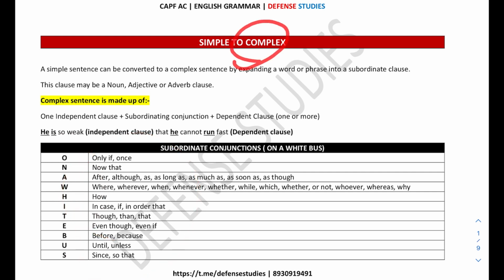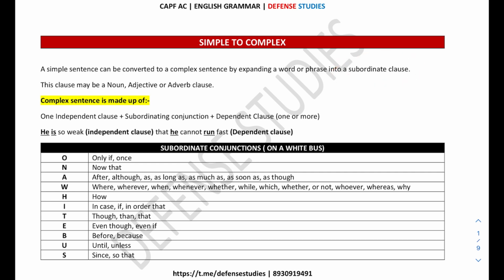These are subordinate conjunctions. Whenever you find these types of conjunctions in any sentence, that sentence is called a complex sentence. A simple sentence can be converted to a complex sentence by expanding a word or phrase into a subordinate clause. And what is a subordinate clause? That is a dependent idea. In a complex sentence, you will find two types of clauses. First is the independent clause, second is the dependent clause, and the dependent clause is called a subordinate clause.